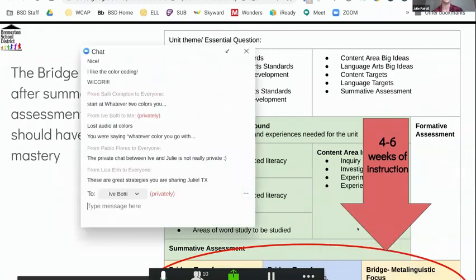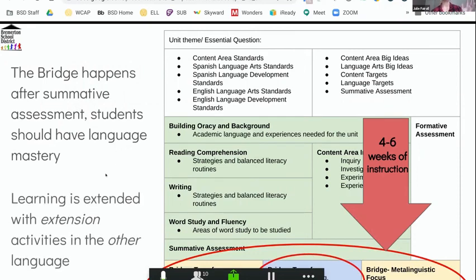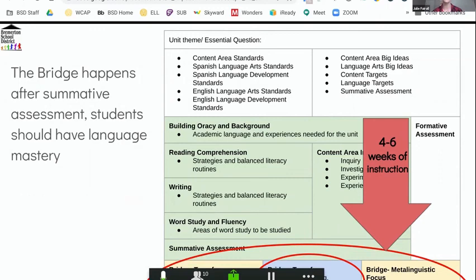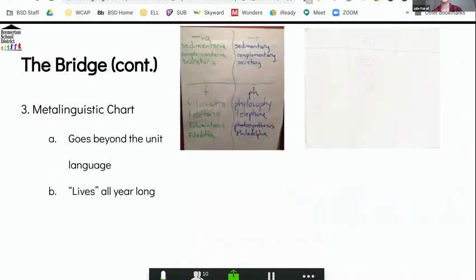Then we get to the most exciting thing, I think, which are the extension activities. And the extension activities are really just intended to extend their learning in the other language. It would hopefully incorporate all 4 language domains in that other language and use the exact words you just found. So if you went back to your bridge, and maybe I'll just go with your side-by-side.